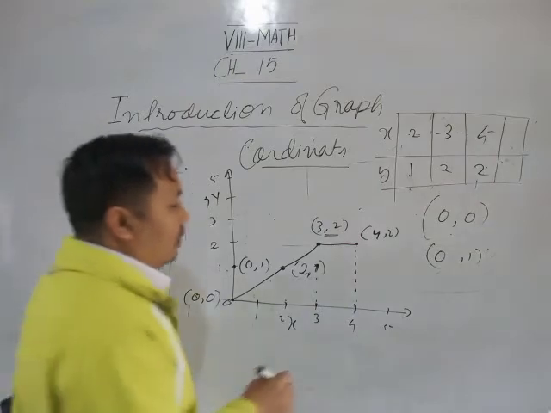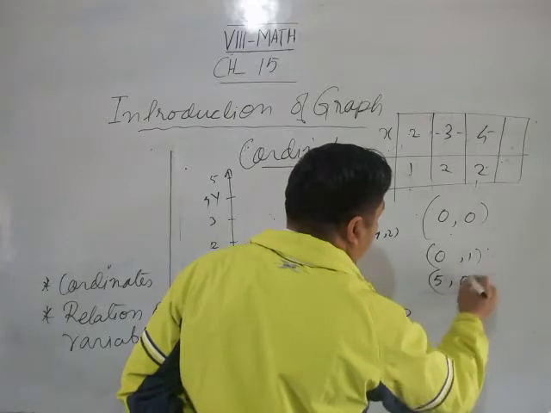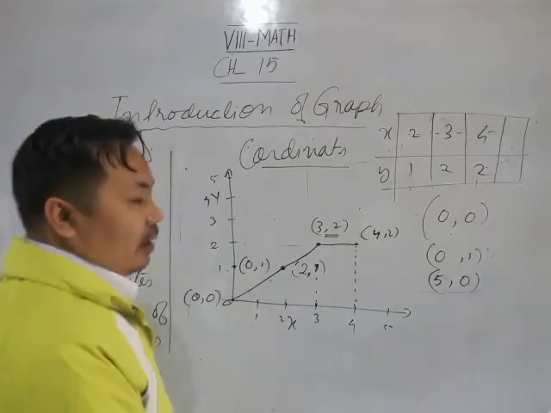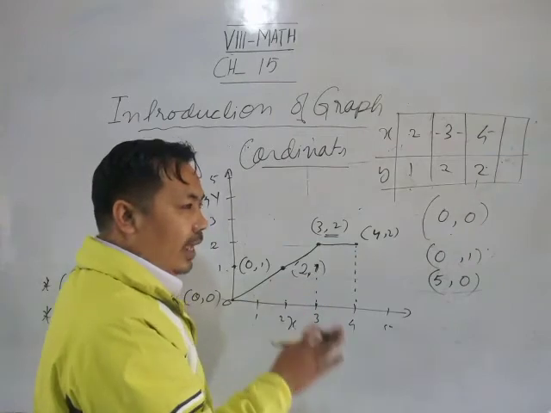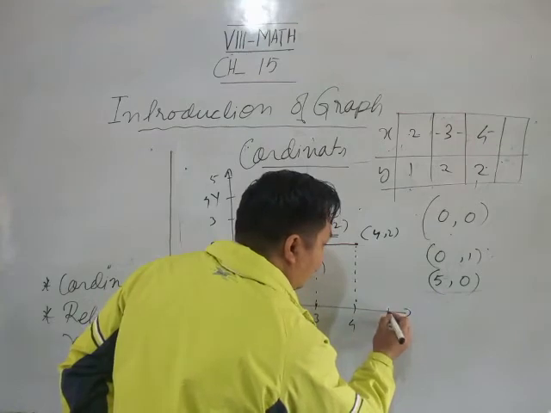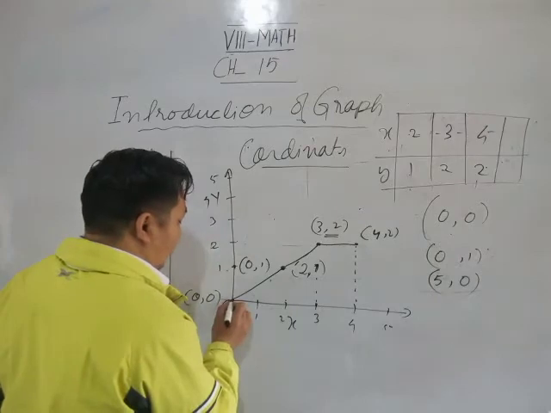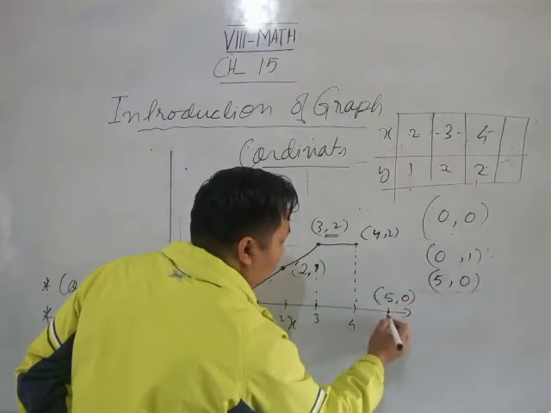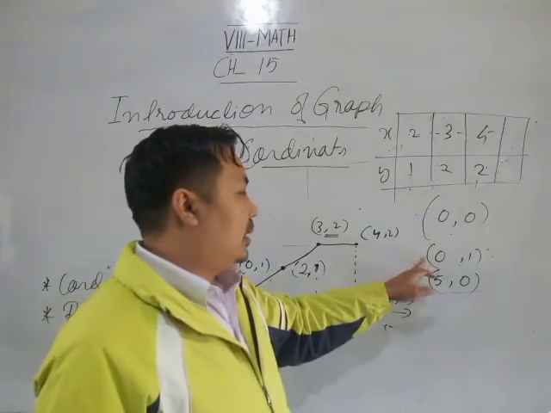Okay, and another coordinate, for example, 5 and 0. This coordinate 5 and 0, where can it be lying? On the x-axis or y-axis? Let us see. 5 is x. Here is the 5 for x, isn't it? And y is 0 here, isn't it? That means this point here is the coordinate 5 and 0. That means this coordinate falls on the x-axis. The previous one falls on the y-axis. This falls on the x-axis.